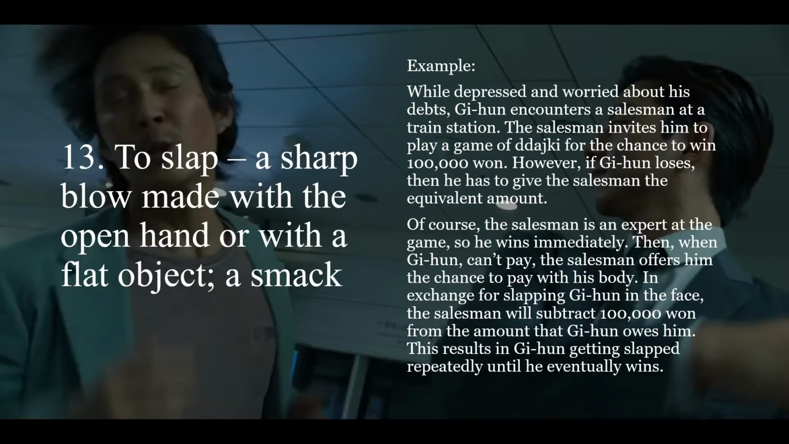In exchange for slapping Gi-hun in the face, the salesman will subtract 100,000 won from the amount that Gi-hun owes him. This results in Gi-hun getting slapped repeatedly until he eventually wins. That's a funny picture.